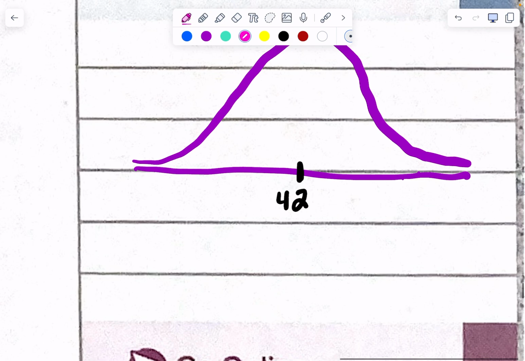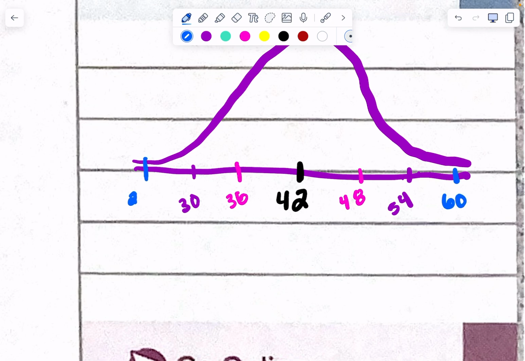Okay, so let's add 6 and subtract 6. If I add 6, I get 48. If I subtract 6, I get 36. Let's add and subtract 6 again. If I add 6, I get 54. If I subtract 6, I get 30. Okay, let's do one more. If I add 6, I get 60. If I subtract 6, I get 24.